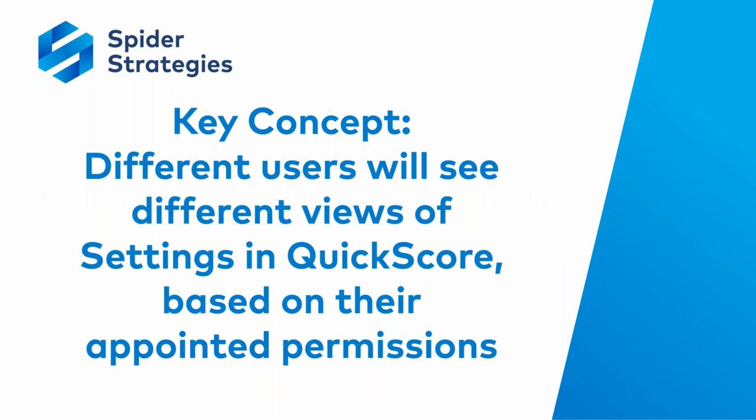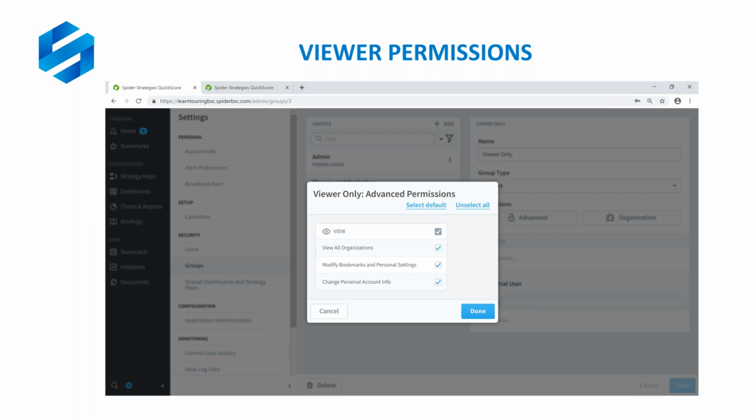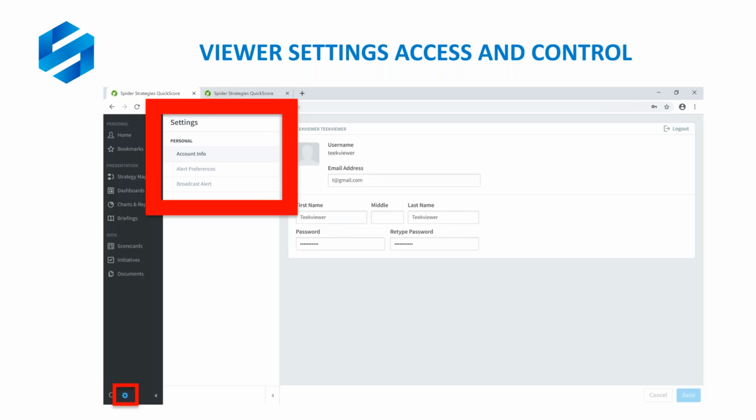Now, just to go a little bit deeper into that idea, and this kind of cracks the seal on users and groups and permissions. We're not going to get deep into this today. We'll be talking about that in part 2 of the administration next month. But for a viewer user, you'll note that a viewer-only user has very limited permissions within QuickScore. And as such, when they're logged in and go to access the settings area in QuickScore, you see that they have only access to the personal, quote-unquote, administrative settings within QuickScore. They can make changes to their own accounts, set their own alert preferences, and define broadcast alerts.